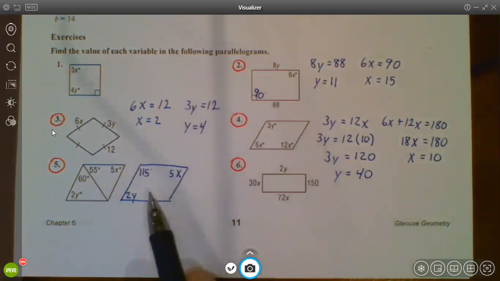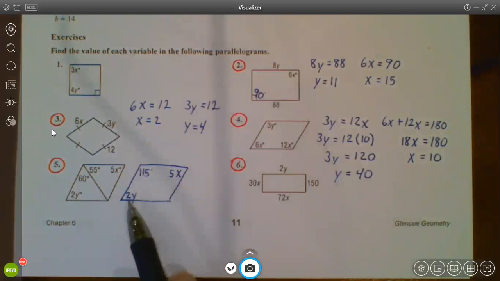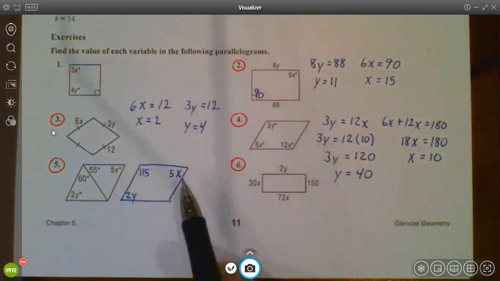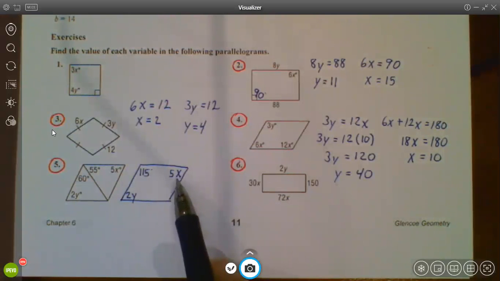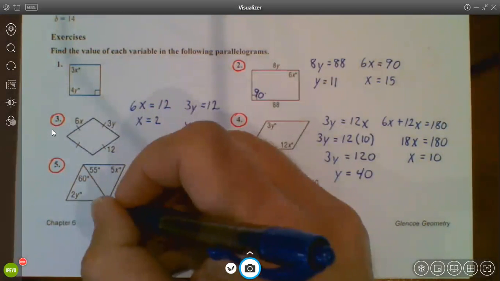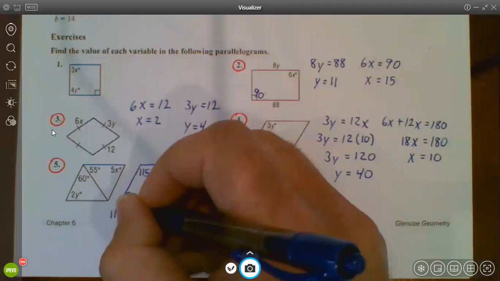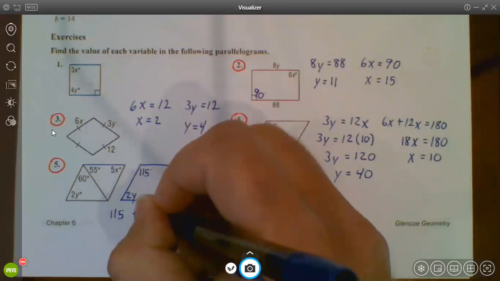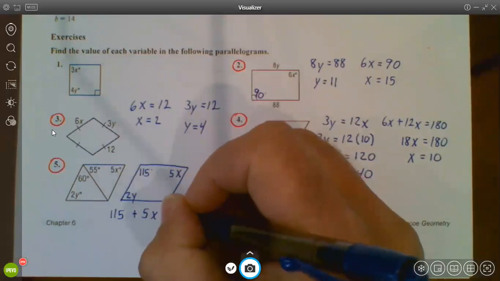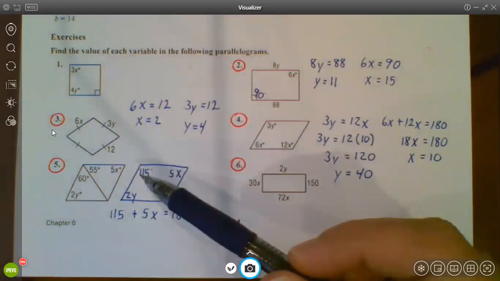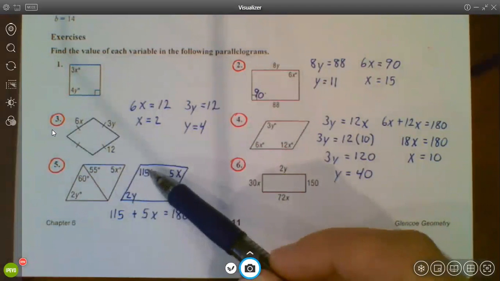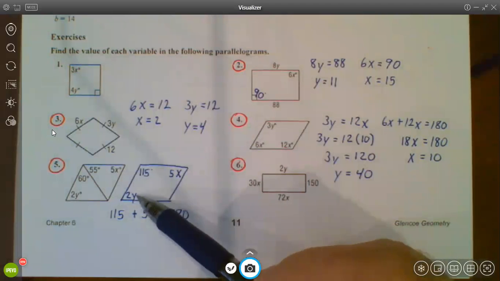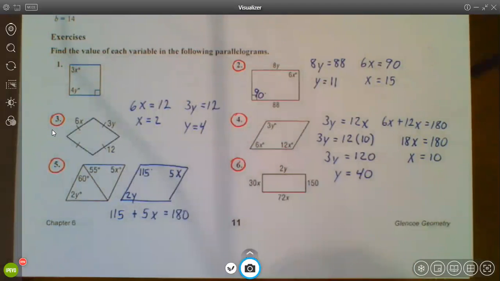I can't start here because I have two different letters. So let's start with something we can solve. Remember, consecutive angles add to 180. So I know that 115 plus 5x is equal to 180. You could have started here if you wanted, because this works too, right? These are also consecutive angles. So we could also say that 2y plus 115 equals 180.